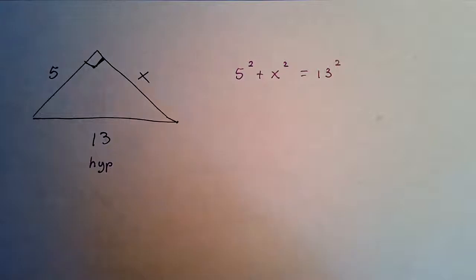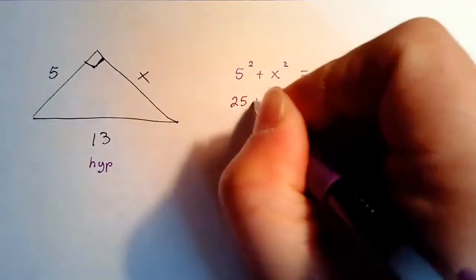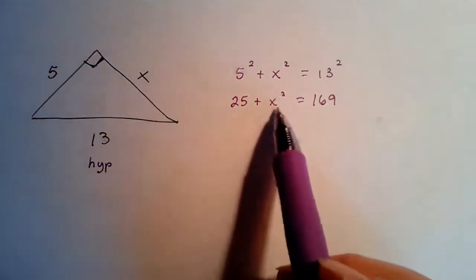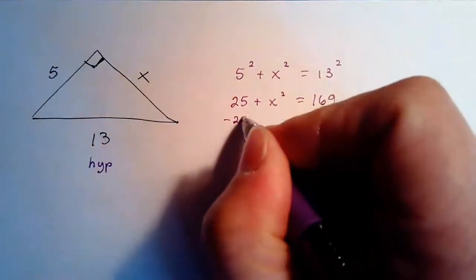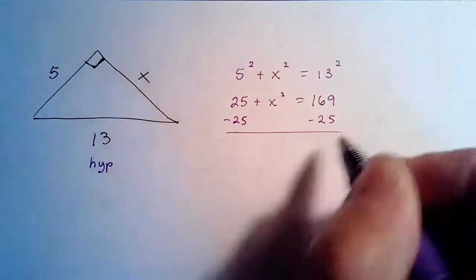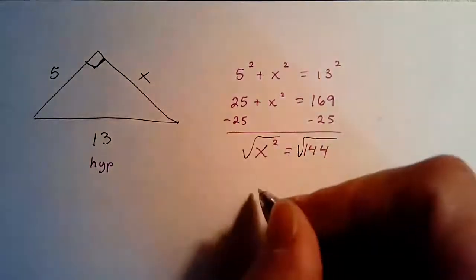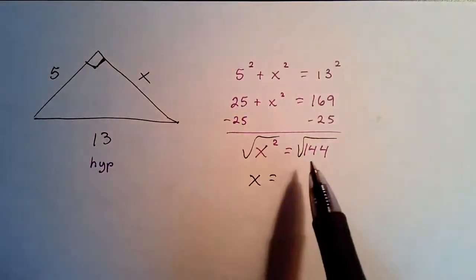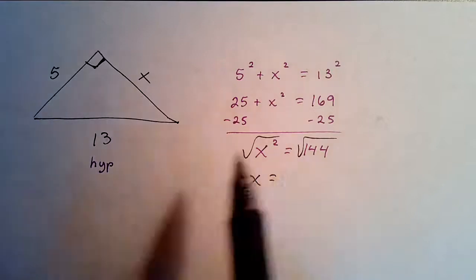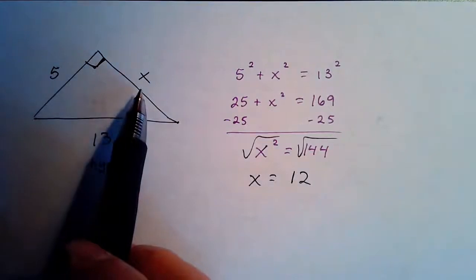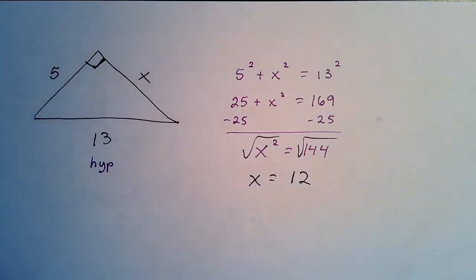And then we're just going to need to simplify that. So we've got 25 plus x squared is equal to 169. Now I need to get that x squared by itself. So I'm going to subtract 25 from both sides. So I've got x squared is equal to 144. And now to solve for x, we need to square root both sides. And normally we do the plus or minus because we're writing in that symbol ourselves, but we can't have a negative length, so we're only going to go with the positive 12. So this other side of the triangle has a length of 12 units.